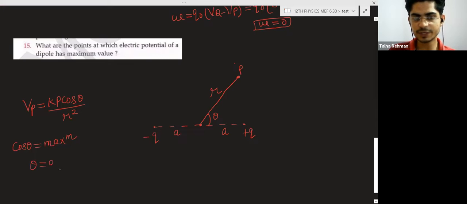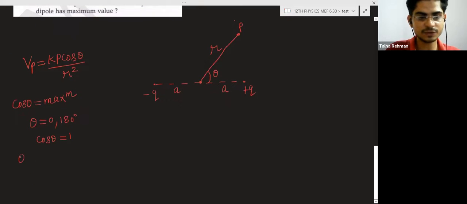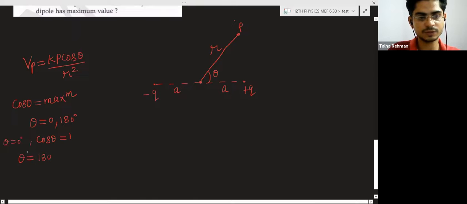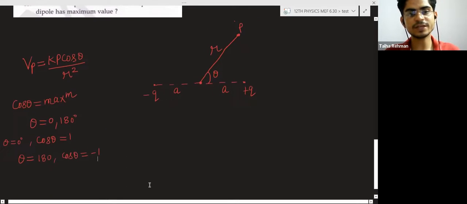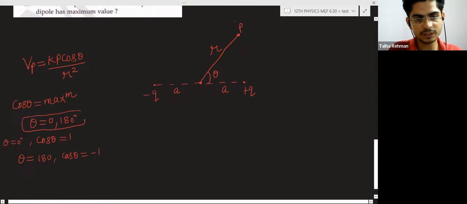When theta is equal to 0 degree and theta is equal to 180 degree. So when theta is equal to 0 degree, then cos theta is 1, and when theta is equal to 180 degree, then cos theta is equal to -1. So the magnitude of cos theta is maximum when theta is 0 and 180 degree.